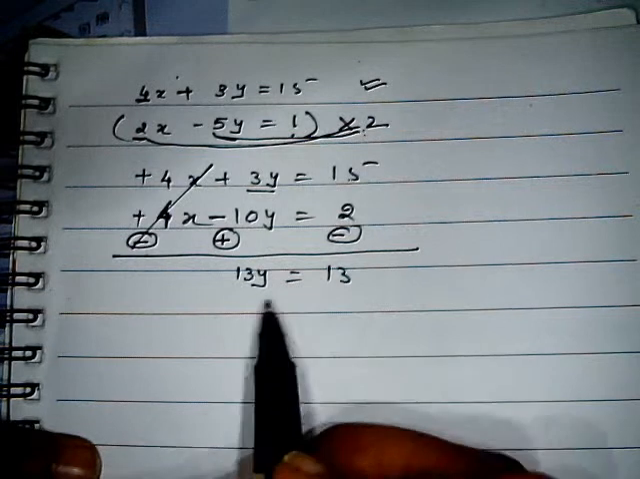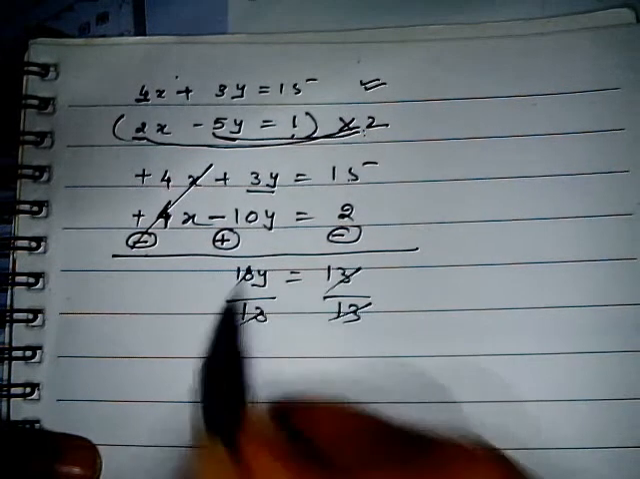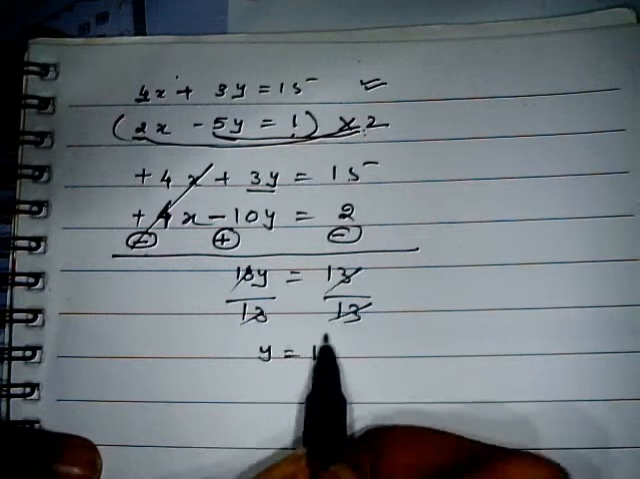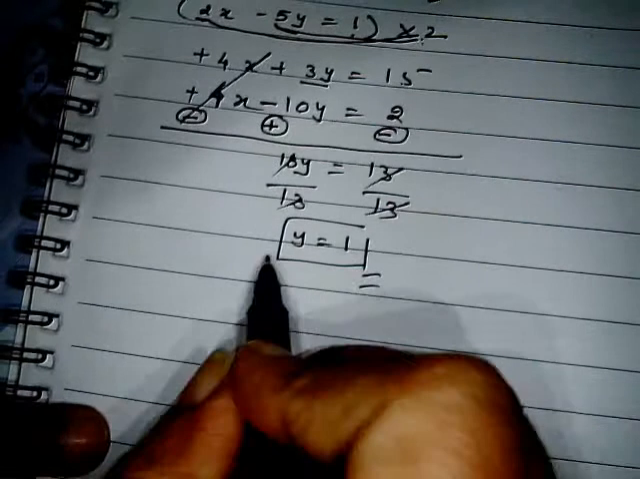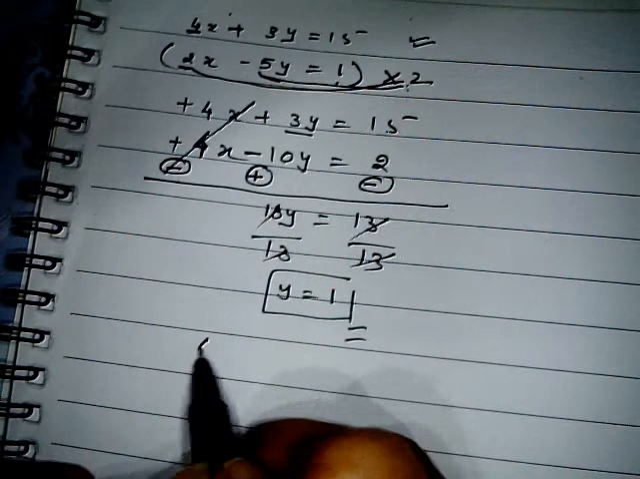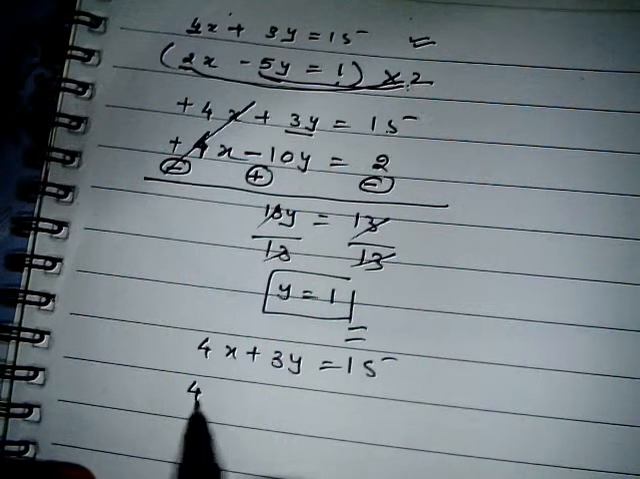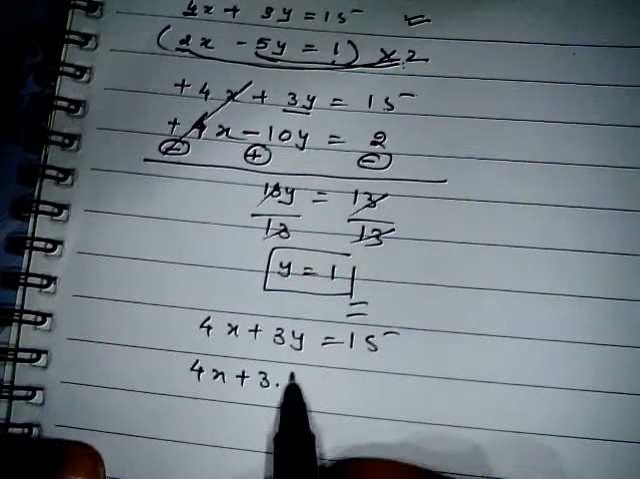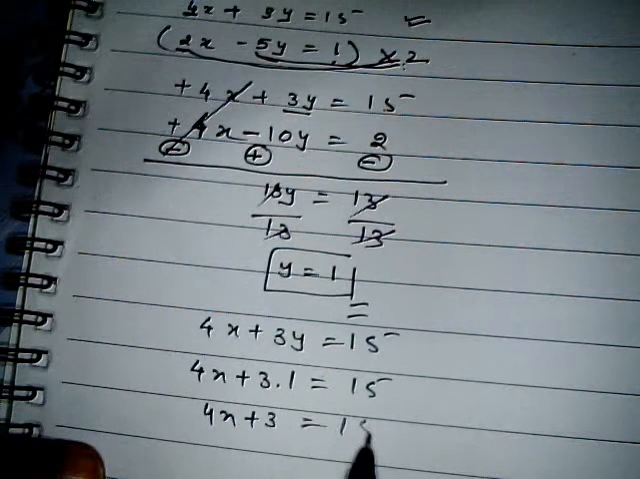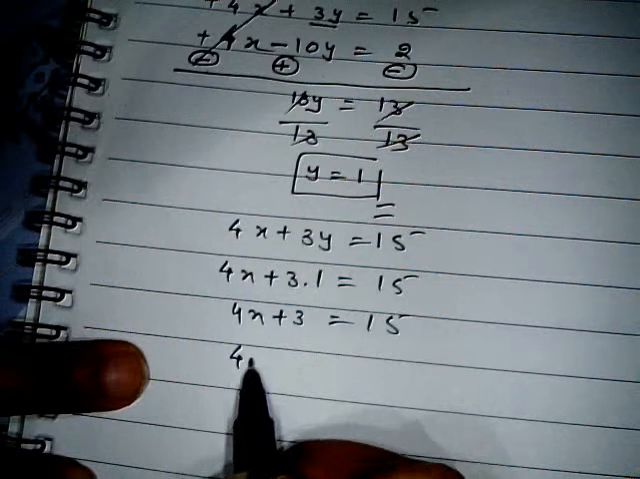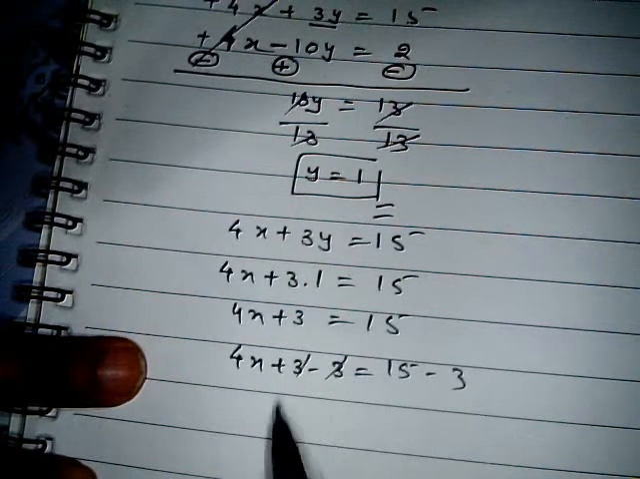Now this y value you need to plug into either of the equations. So again I am going to take equation 1. That equation 1 is 4x plus 3y equals 15. So 4x plus 3 times 1 equals 15. 4x plus 3 equals 15. To shift this 3 to that side, I am going to add negative 3 on both sides. This cancels out, 4x equals 12. Now divide by 4 on both sides, this cancels out, and x is going to be 3.